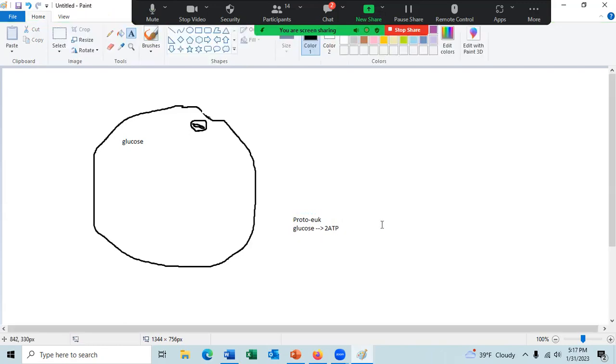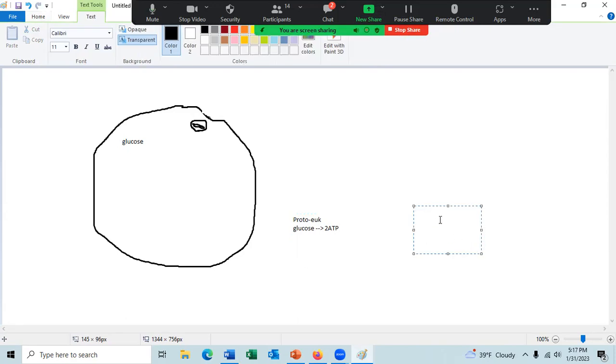The bacteria, on the other hand, could perform aerobic respiration and could take one molecule of glucose and make something like around 38 molecules of ATP.